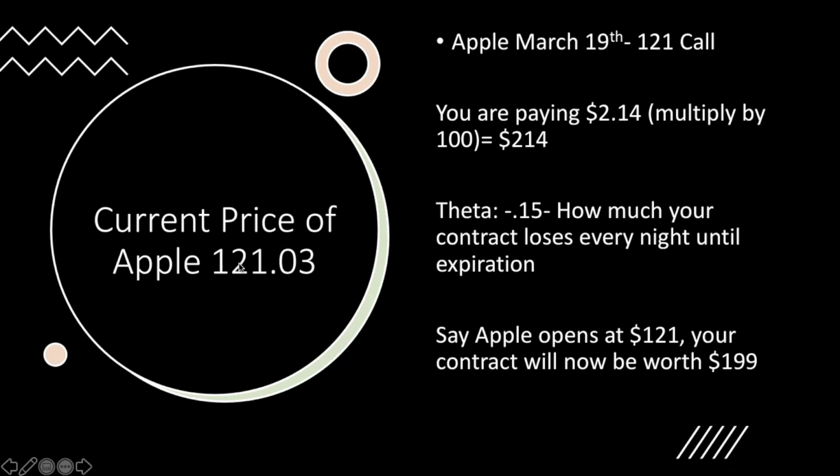So that's the main thing you have to focus on. If Apple's constantly trading around $121, you're going to lose about $15 every night. So let's say the next night Apple opens up again at $121, the exact same price. Now you're actually going to lose $15 on your contract, even if Apple doesn't do anything. So your contract will now be worth $199 instead of the $214 you originally paid. It's just $214 minus the $15, and that's how you get $199.